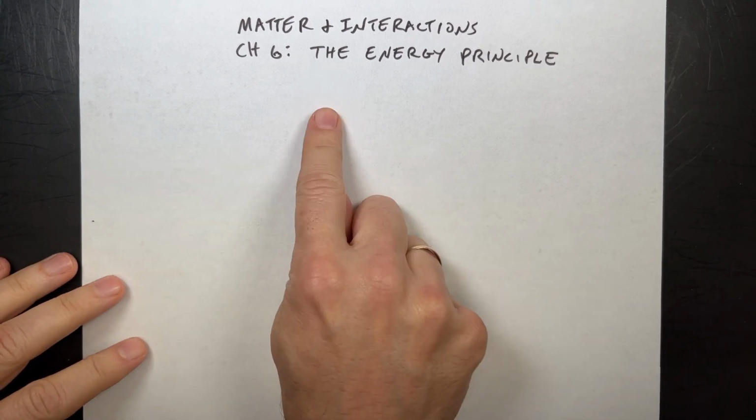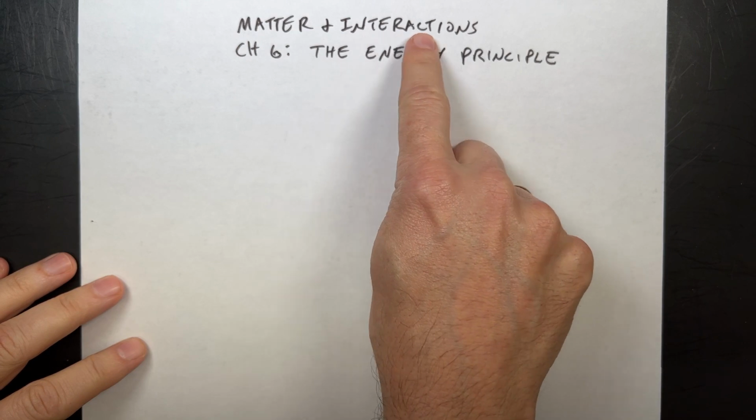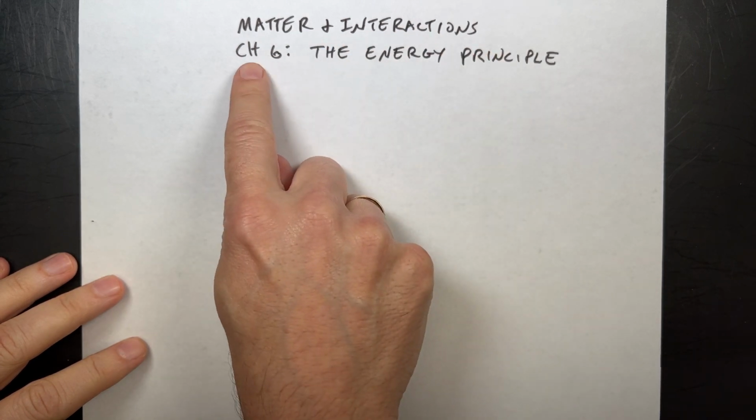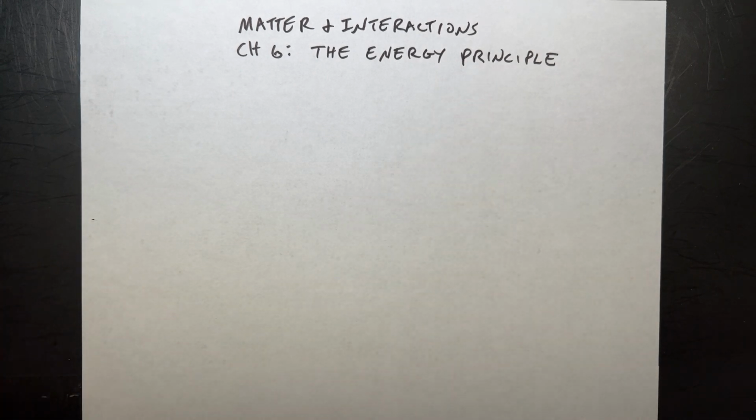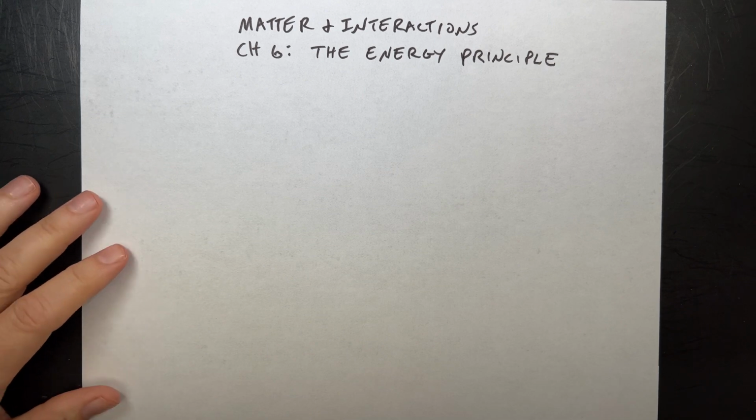This is my chapter summary for Matter and Interactions, 4th edition, Chapter 6, the energy principle. It's a big deal. It's a big summary. It's a big chapter. Before we get into that, let's just pause for a second. If you think about what we've really done so far, it hasn't been that much.